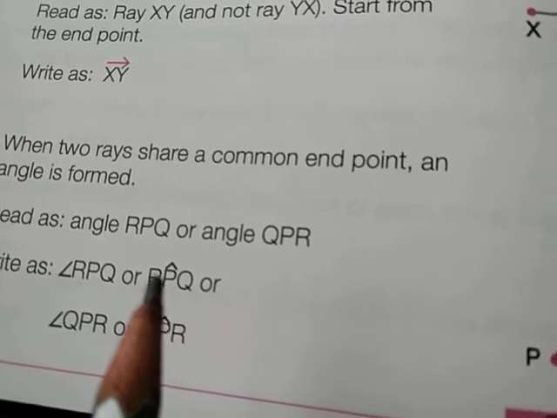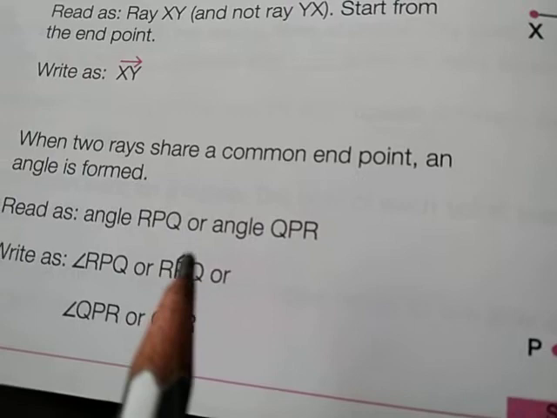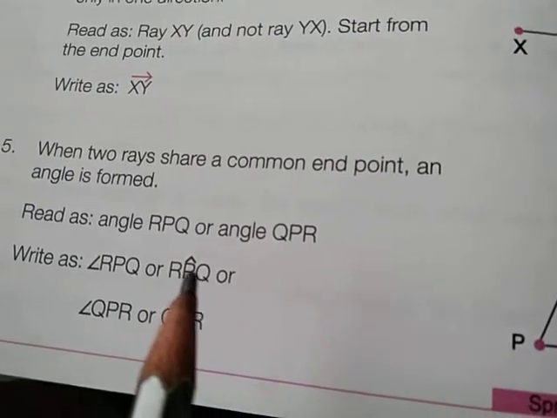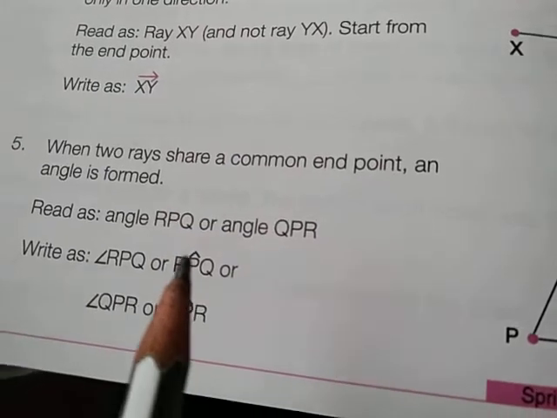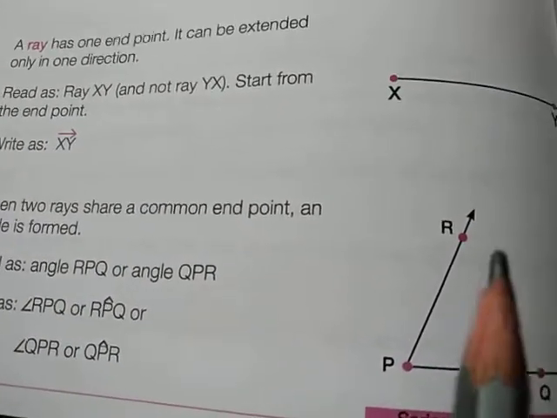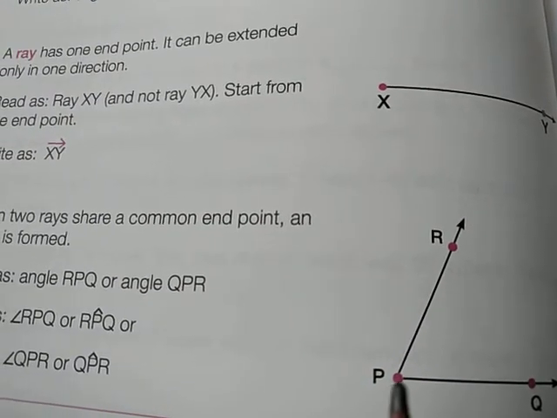Or RPQ, where at the top of the P there is one figure drawn, that can also be drawn. Why is this drawn on the P only? Because P is the common point which is shared by the two rays. Got it, children?